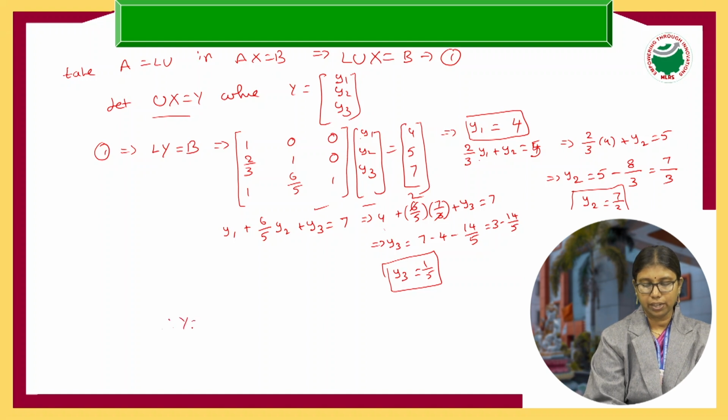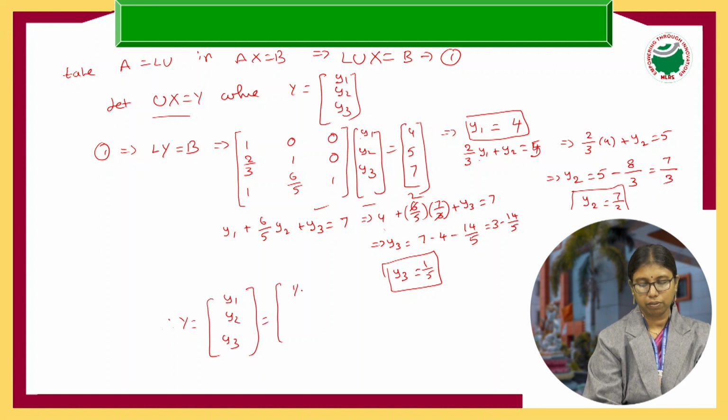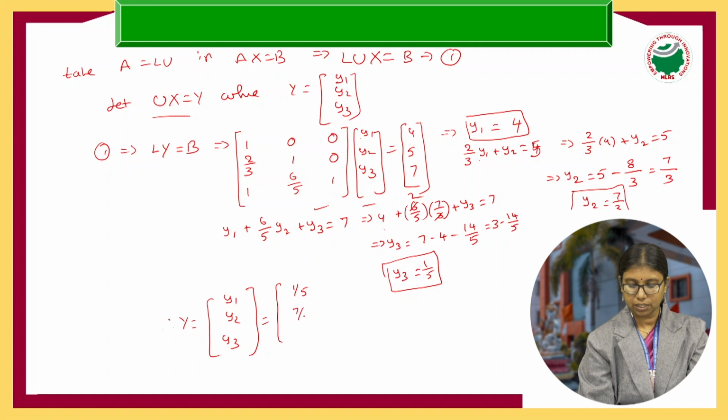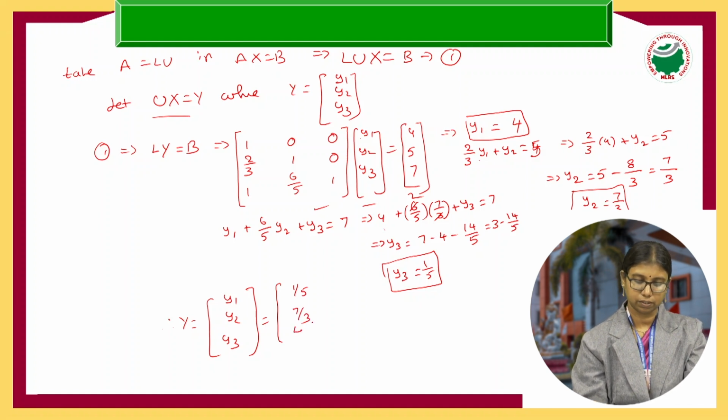That means we got y as y1, y2, y3. So y1 is 1 by 5, y2 is 7 by 3. Sorry, y1 is 1.